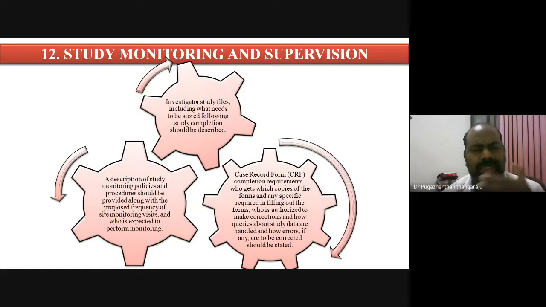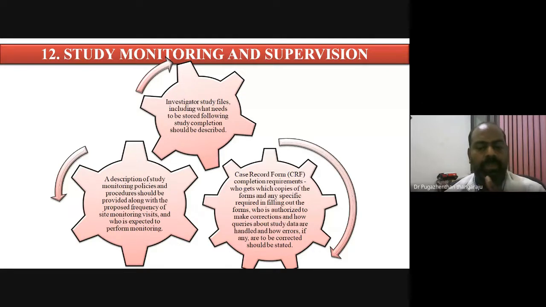So this is a very important study monitoring and supervision. In a clinical trial protocol, you are going to say that I am going to maintain the files properly, and they will be archived, and there is a group with which all these things will be maintained, and any time during a post-trial period, this will be shown to the sponsors or the central licensing authority or anybody who is having suspicion over the trial.